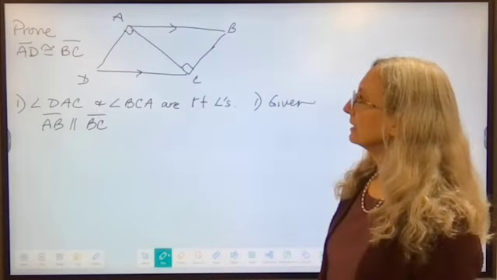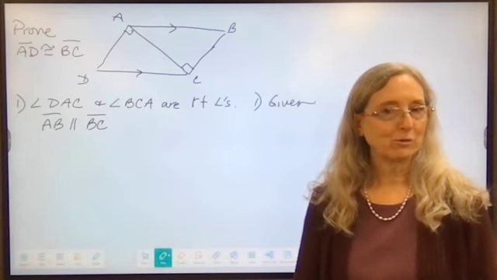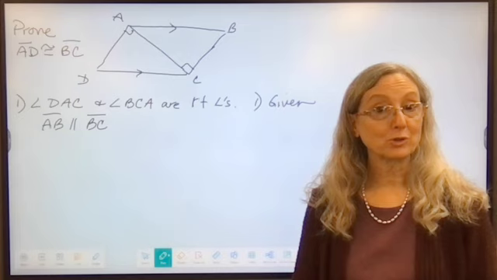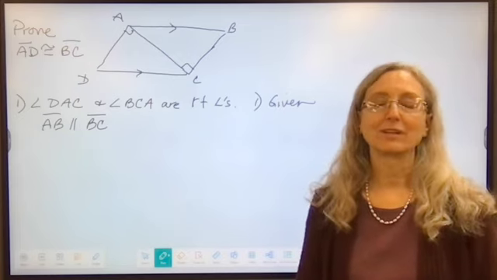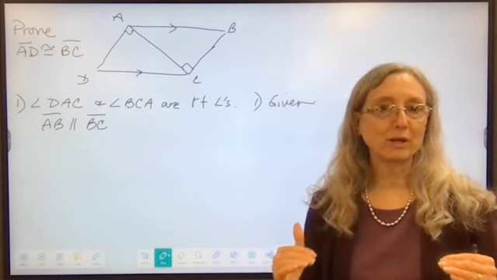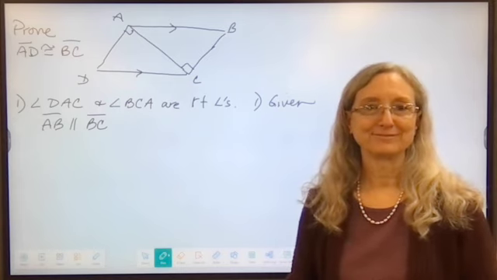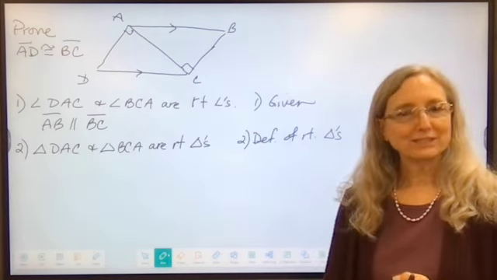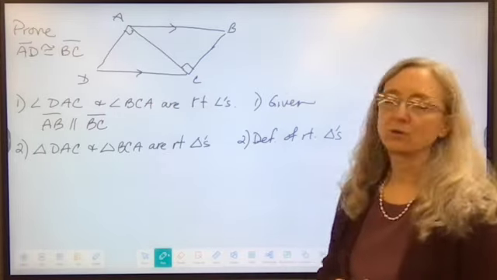What does it mean that those two angles are right angles? If those are right angles, what do I know about those triangles? Those must be right triangles. I need to establish that they're right triangles in order to use my right triangle congruence theorem, so I need to write that down. Okay, I've listed that this triangle and that triangle are right.